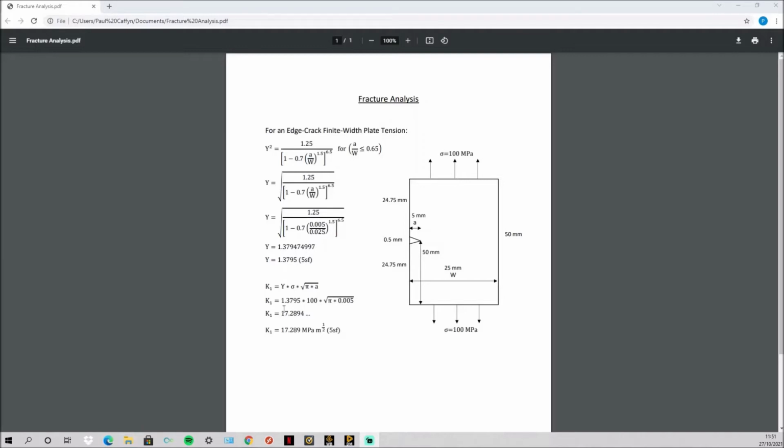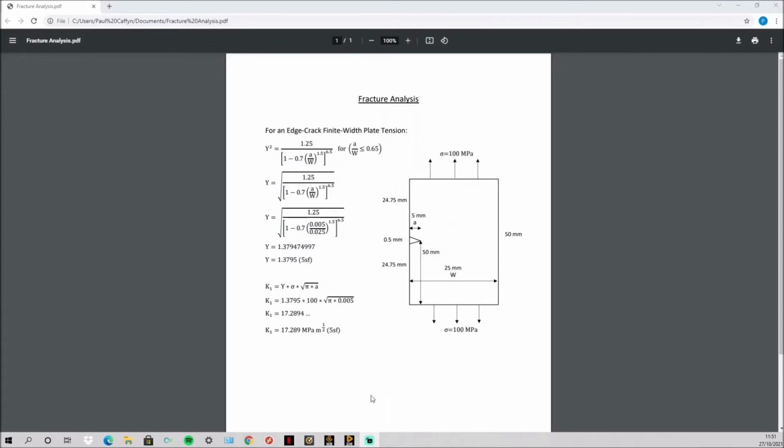0.3795. You then multiply this by the 100 megapascal stress, and then times the square root of pi times the length of the crack. And this gives you 17.289 megapascals square root meter.